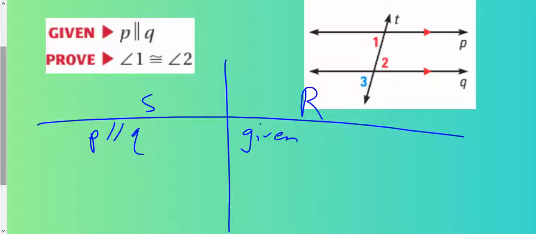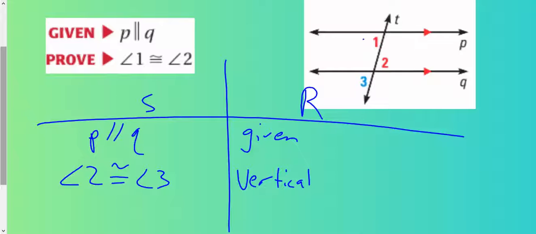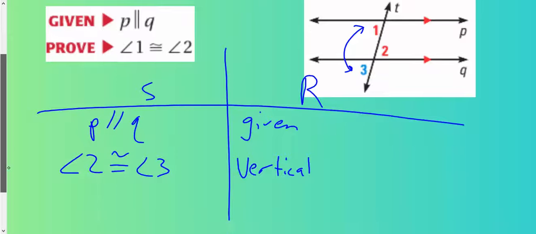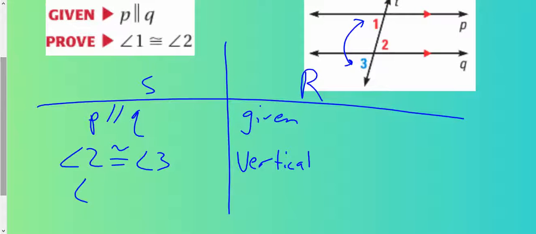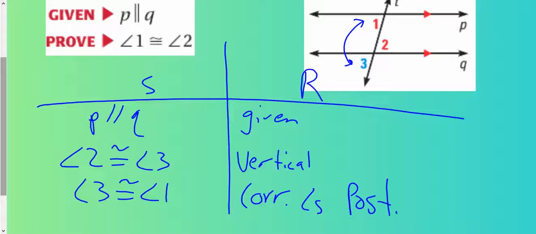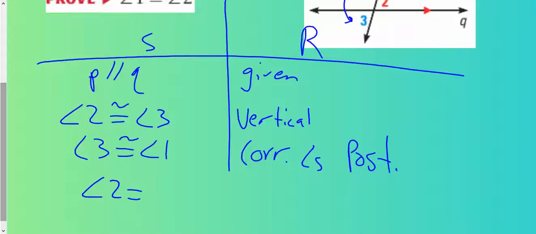Given. And I know angle 2 and 3 are vertical angles, so angle 2 is congruent to angle 3. Vertical. Now, because the lines are parallel, I can use the corresponding postulate. That was a freebie. So I know that 1 and 3 are congruent. Corresponding angles postulate. And now, since 2 is equal to 3 and 3 is equal to 1, I can say that angle 2 is congruent to angle 1. The transitive property.